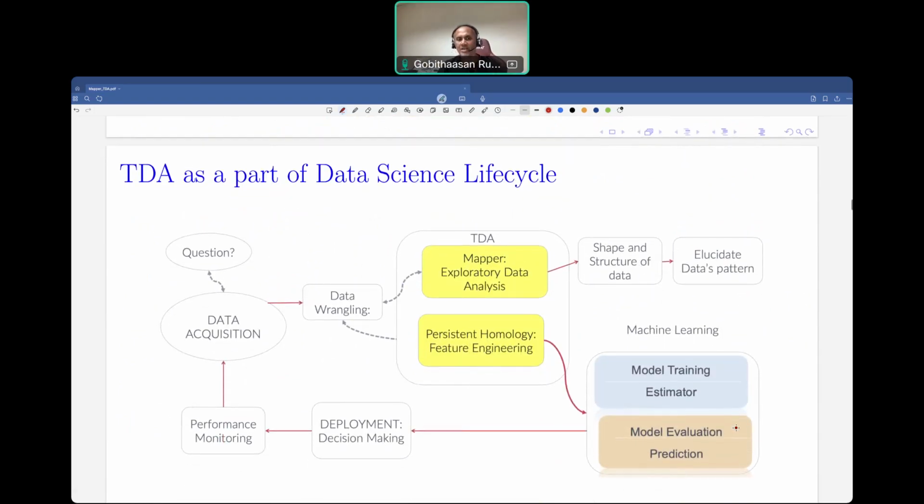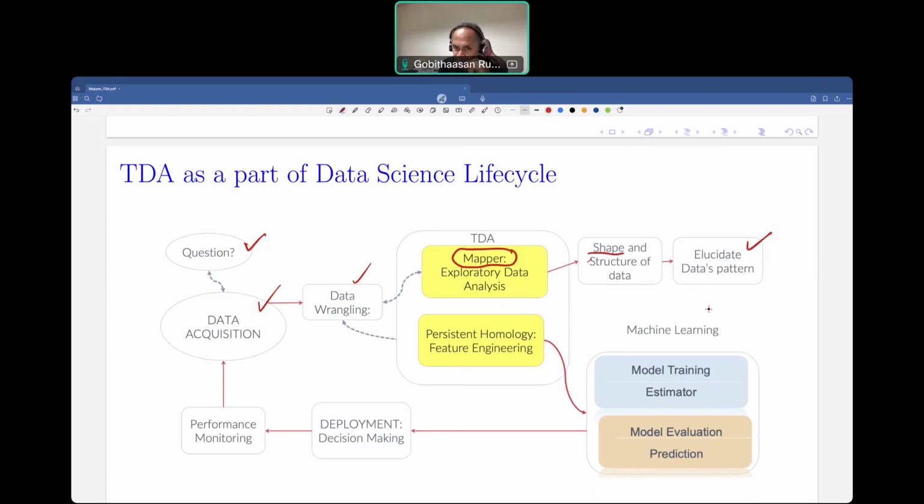Now, where is TDA in the data science lifecycle? Same thing. You have questions, you have data acquisition, and then you have data wrangling. After that, straight away, you do your EDA. So the mapper algorithm would be your EDA. We can use the mapper algorithm as your exploratory data analysis to look at the shape and the structure of your data. By looking at just the shape and structure of the data, you would be able to identify and elucidate the pattern of your data.